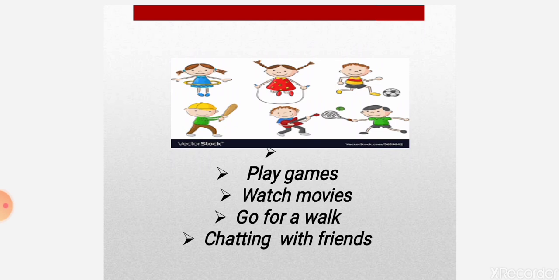No doubt, it's important to study, but we should have a proper timetable. Having a timetable and time management is very important, so that we have proper time to study and proper time to enjoy other activities. So students, games and all these things are important also.